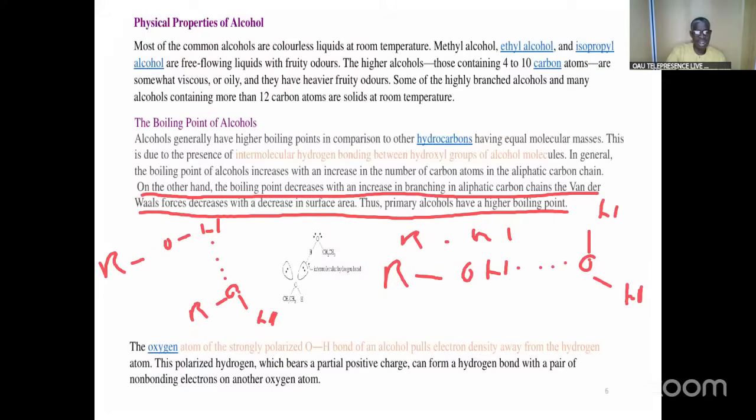Now, the oxygen atom of the strongly polarized OH bond of an alcohol pulls electron density, like I'm showing here, away from the hydrogen atom. This polarized hydrogen, which bears a partial positive charge, as you can see, can form a hydrogen bond with a pair of non-bonding electrons on another oxygen atom. Oxygen has two lone pairs, I'm sure you know that, which it uses easily to form hydrogen bonding with a hydrogen atom. So this polarized hydrogen carries a delta positive charge, and the oxygen carries a delta negative charge.